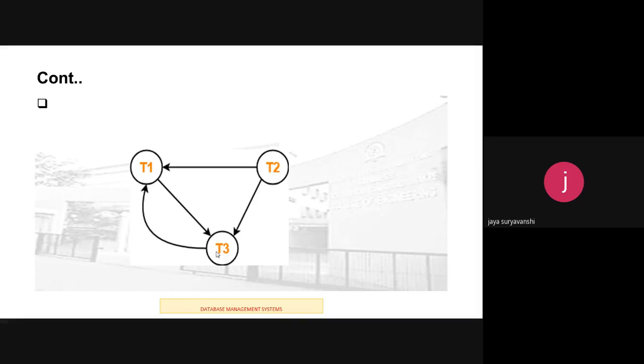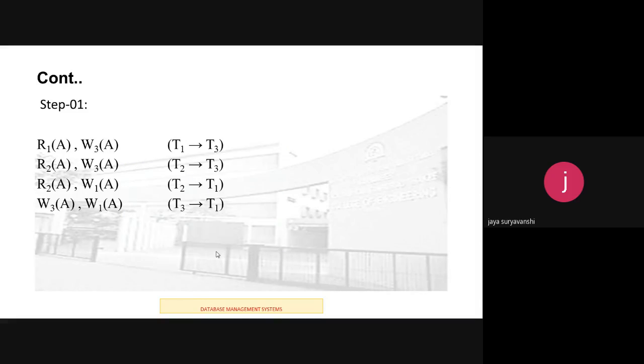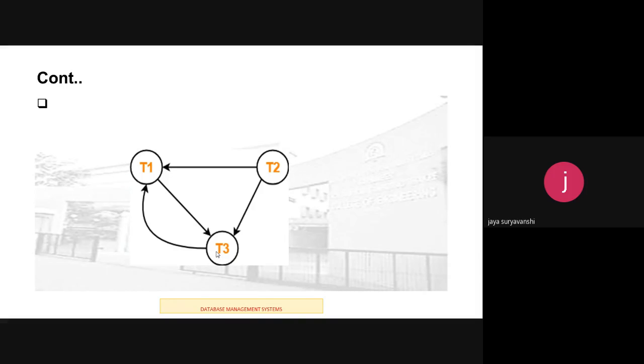The blind write W3(A) is given in the schedule. There exists a blind write, that is W3(A). So this condition is again satisfied. Now we'll check again whether it is view serializable or not. Let us use another method: derive the dependencies and then draw the dependencies graph. Again we will draw the dependencies graph, and still there is no read-write sequence.